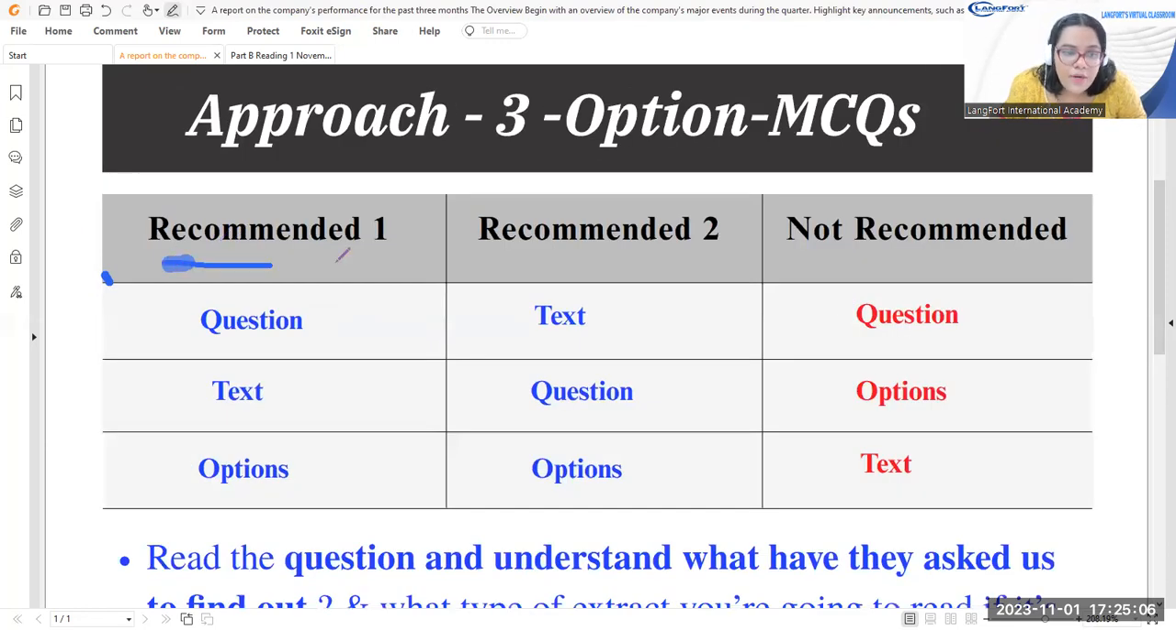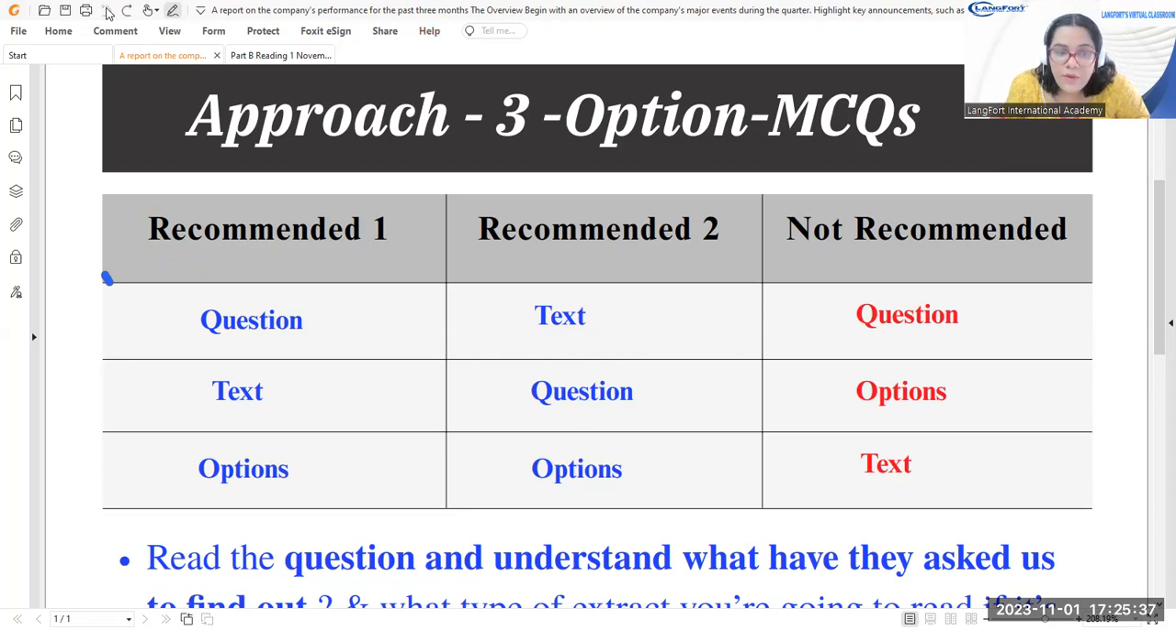Yes, so that is one method: question, text, options. Or if you're comfortable, you can read your text first, then read your question, understand it, then from the options choose the most appropriate one. So this is the first method that I told you, and this is the second method. Both will work. It's according to you, whichever you feel comfortable with, which helps you navigate through your part B quickly. The first one is fine, the second one is also fine.